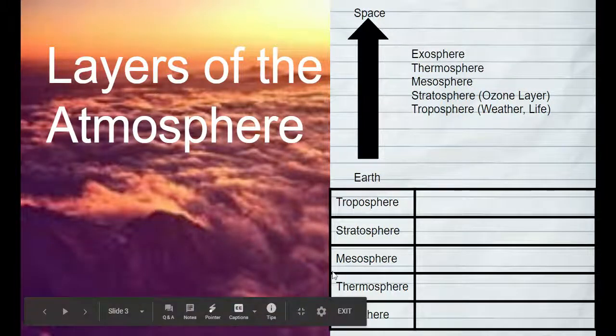So go ahead and draw this in your notebook, this little chart right here. And what I want you to just put is troposphere, closest layer to the Earth. Stratosphere, second layer to the Earth, contains the ozone layer. Mesosphere, third layer to the Earth. Thermosphere, fourth layer. Exosphere, last layer. So go ahead and write that in there. Troposphere closest, stratosphere second, mesosphere third, thermosphere fourth, exosphere last.